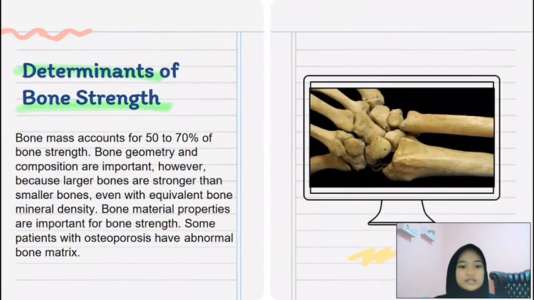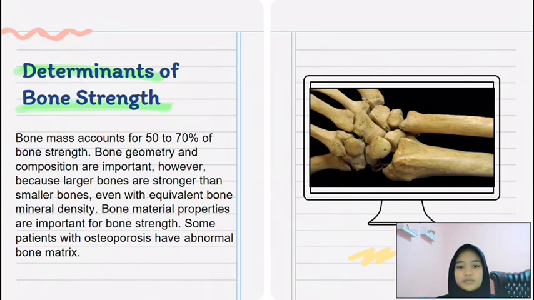Next, determinants of bone strength. Bone mass accounts for 50 to 70% of bone strength. Bone geometry and composition are important, however, because larger bones are stronger than smaller bones, even with equivalent bone mineral density. As bone diameter expands radially, the strength of bone increases by the radius of the involved bone raised to the fourth power.